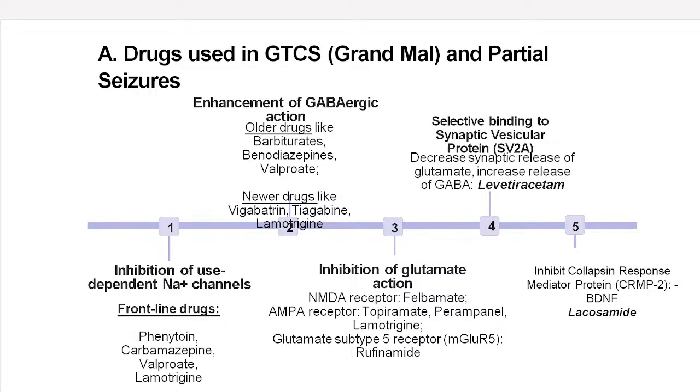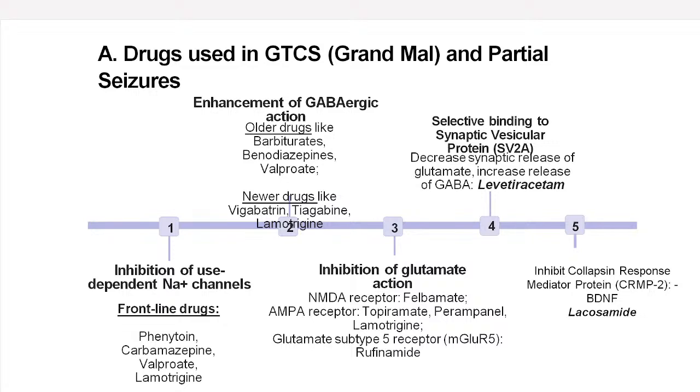So this synaptic protein is responsible for the release of glutamate and release of GABA. So by targeting this particular vesicular protein, we can decrease the release of glutamate and we can increase the release of GABA. So there is one drug and a congener of this drug which is available now. That drug is levetiracetam. There is another drug called brivaracetam. So that is also an analog.